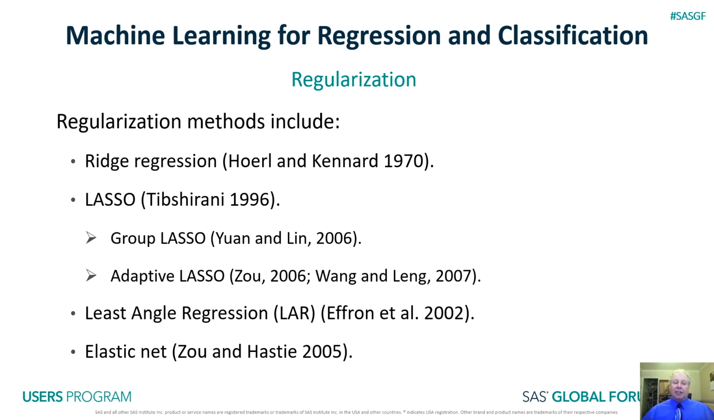Least angle regression, due to Efron and a number of his colleagues at Stanford University, is more of an algorithm than it is a new methodology. The LAR algorithm allows one to compute LASSO estimates very efficiently, and other estimates for other regularization methods too.